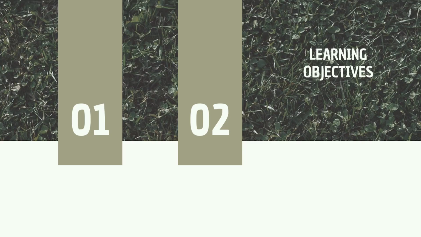There are two objectives for today's learning. The first objective is at the end of the lesson, students will be able to make a generalization that a plant can reproduce through various ways by carrying out projects.